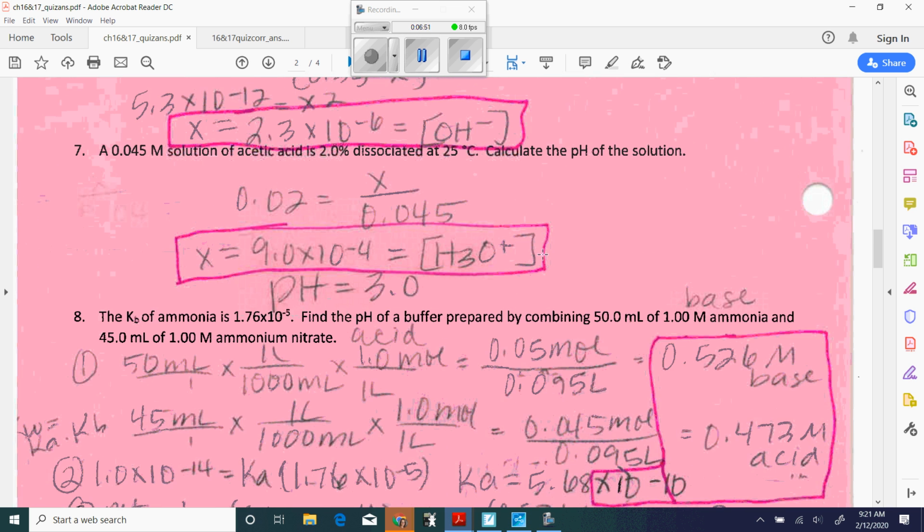There's more than one way to do number 7. This is a shortcut way. Percent ionization equals X over initial. You could have ICE-tabled it and you'd get the same answer. It was just a little bit more work. The shortcut is X over initial, and then I can just get my pH from there.